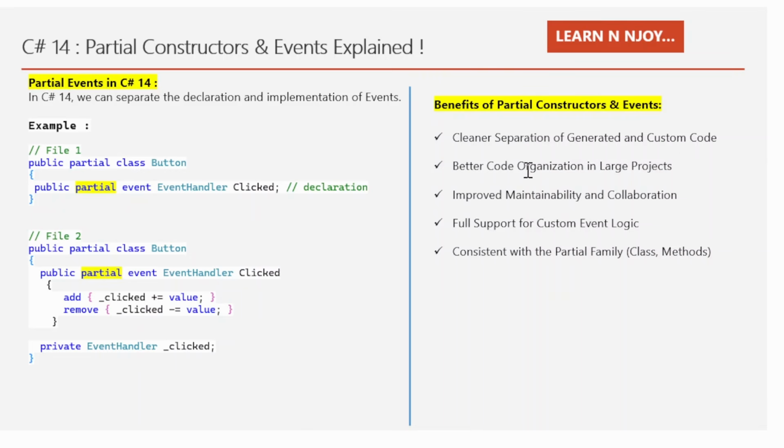Number 2, better code organization in large projects. We can spread complex class definitions across multiple files while still maintaining structured logic, especially for things like initialization that the constructor does and event wiring that events do. Number 3, improved maintainability and collaboration. What does it mean? Different developers or tools can work on different aspects of the same class, for example, constructor logic versus UI event handling, without stepping on each other's toes.